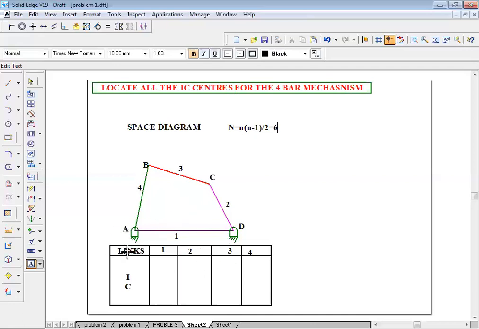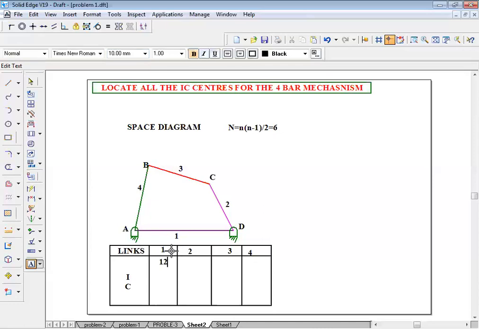For that we need to write down a table. In that we need to consider the links. In the first row we write the link numbers 1 2 3 4. In the second row we write the respective combinations of the instantaneous centers. Let us take the first combination for the first link. As I already told, with respect to the same body we are not going to consider the instantaneous center; it is always with respect to another body. Therefore I11 will not be there.